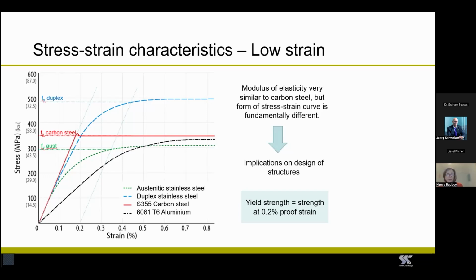At this stage, I'm just going to answer the question: what do you use for the yield strength when you don't have a sharply defined yield point like for carbon steel? The convention for materials like stainless steel and aluminium, high strength steels that behave like this, is to use the strength at the 0.2% offset permanent strain, which I've shown in faint dotted lines on the graph. And this is the strength that will be given in the product standards.